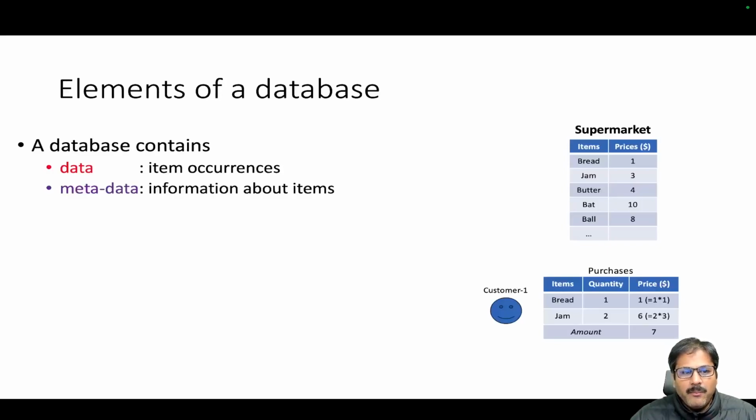A database basically contains two elements, data and metadata. Please note that the terms data and metadata used for data mining purposes are slightly different from the database concepts. In data mining, especially in pattern mining, data stands for occurrences of elements or items. Metadata talks about the information about the items.